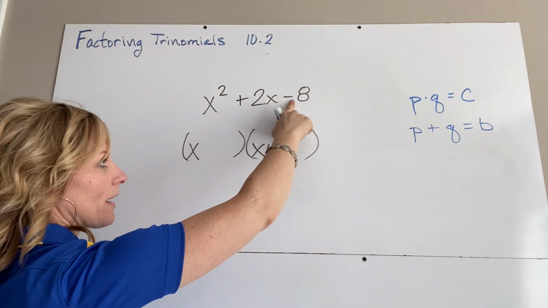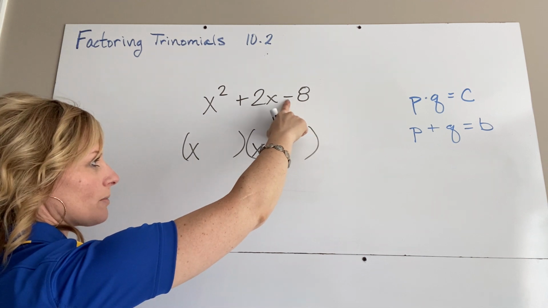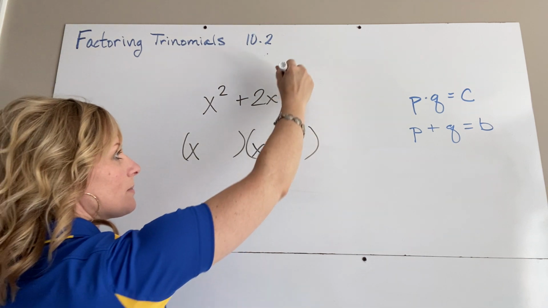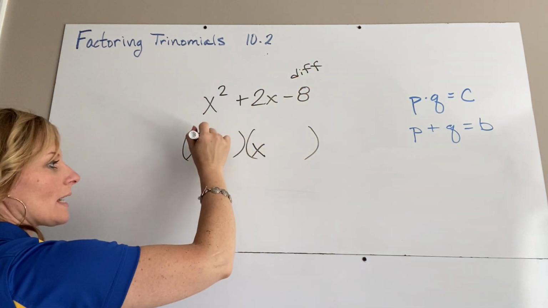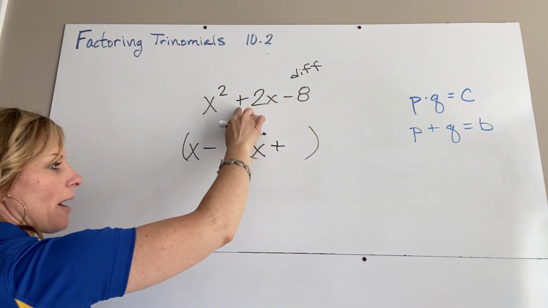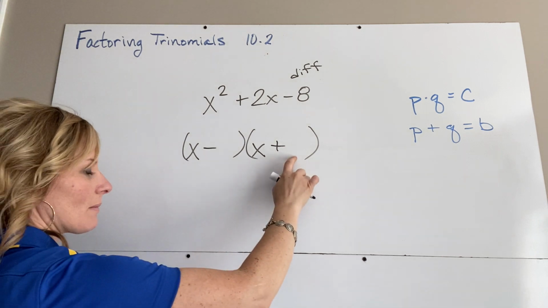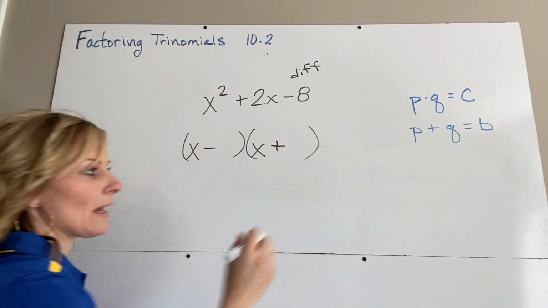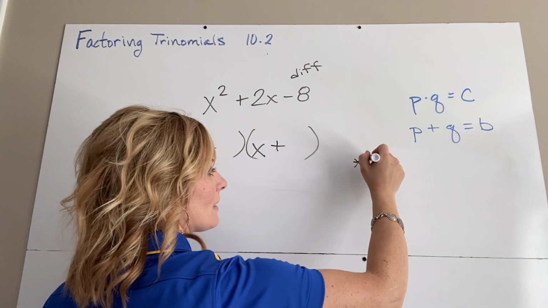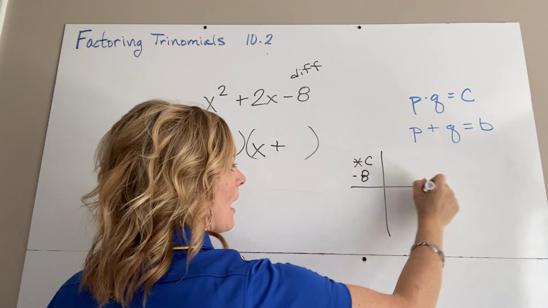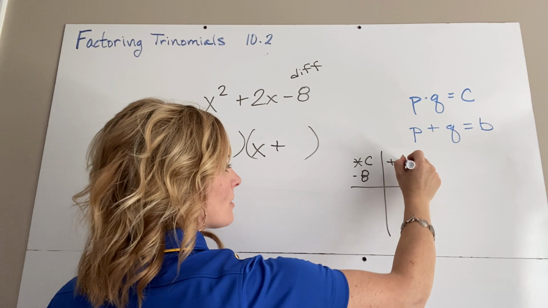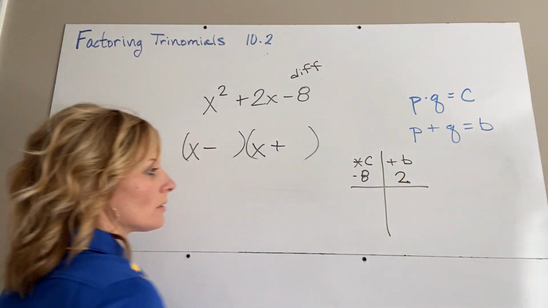Second, the sign, right? The C term is negative. So they're going to be different signs. Which one's going to be bigger? The positive is going to be bigger. Okay, this is going to be the bigger term. So I say, what numbers multiply to give me the C term, which is -8? And what numbers add to give me the B term, which is 2?